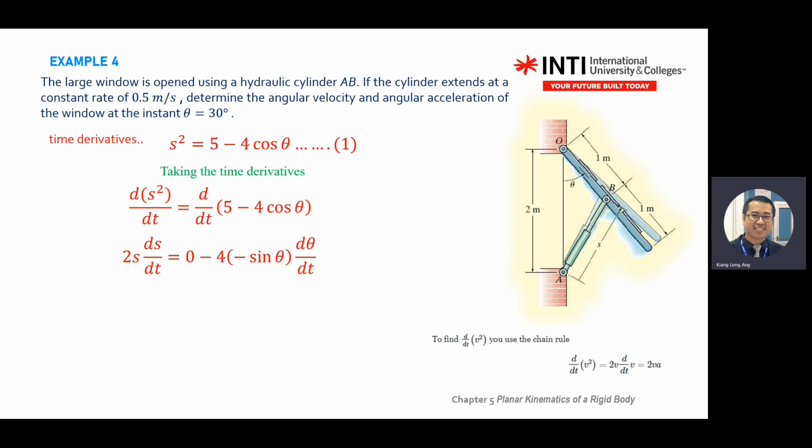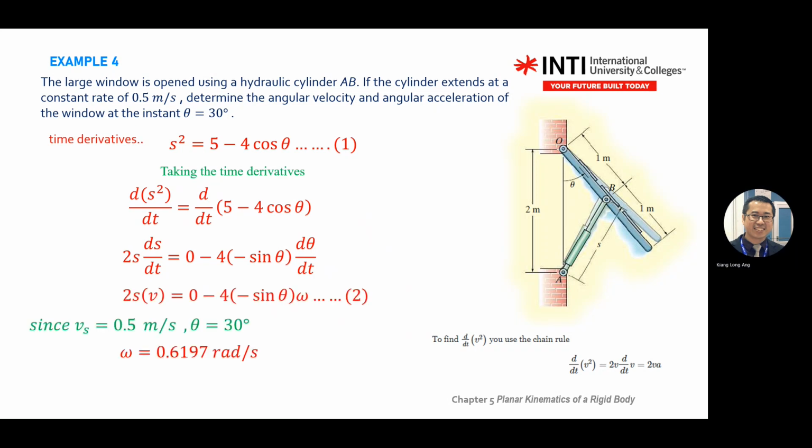Chain rules. How you do this is chain rules. This is U, this is B. You complete the chain rule here. Yeah, go and look at your chain rules.